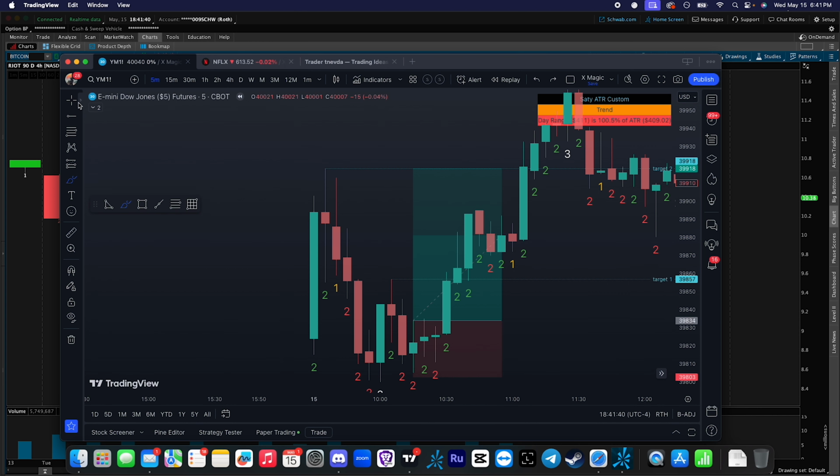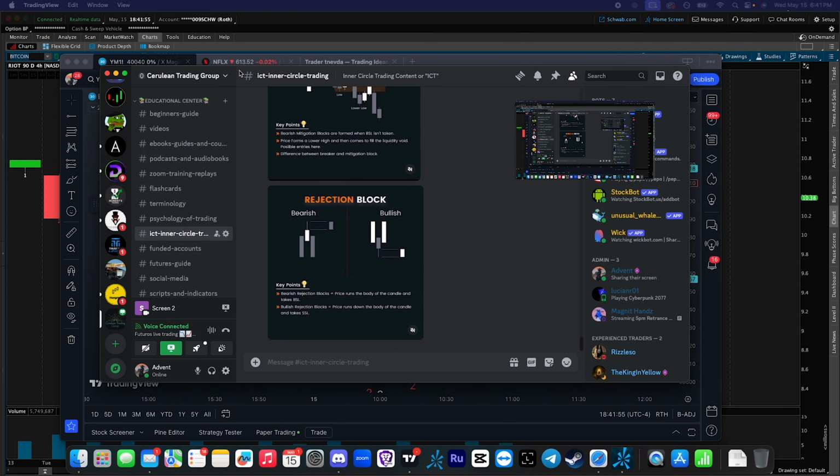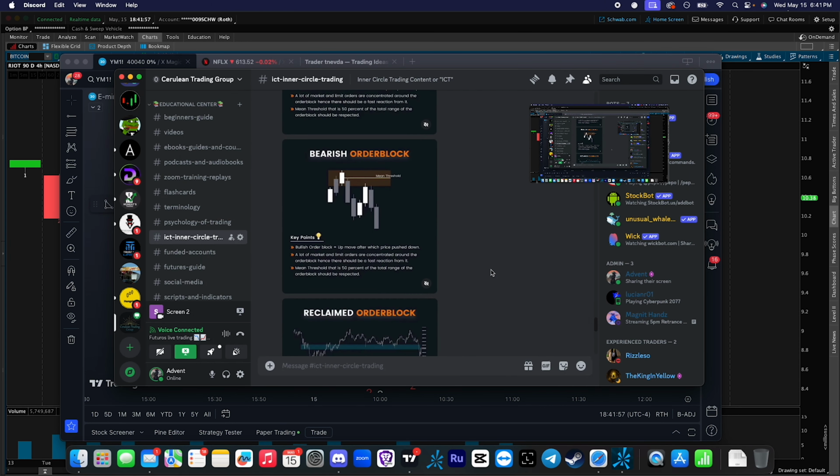For those who trade ICT, I think this will be like an order block trade for them, and this will be like the reversal. Let me see if I could show you guys a little picture that my friend sent me. Where is this? I have it in the ICT section of the group.